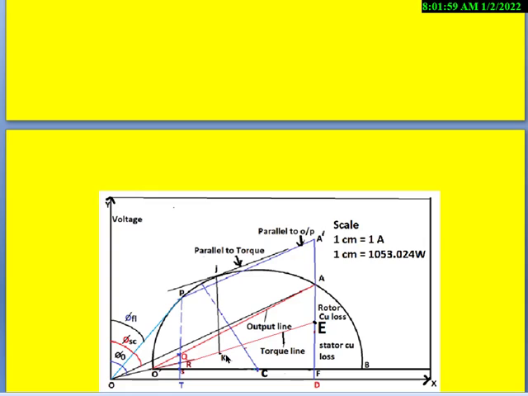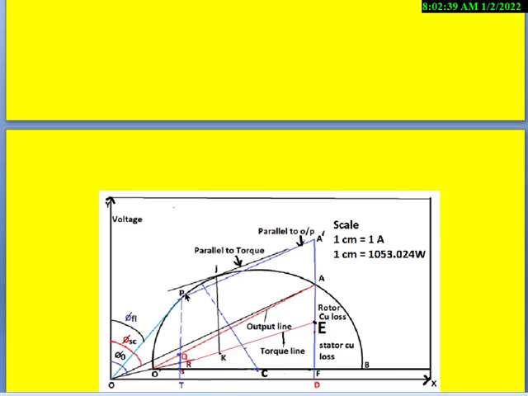Similarly, draw a line from point P parallel to the y-axis, that is the voltage axis, so that it will cut the output line at point Q and the torque line at point R, and it will cut O dash B at point S, and it will cut the OX axis at point T.